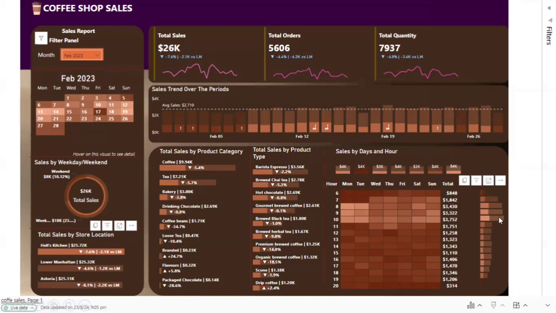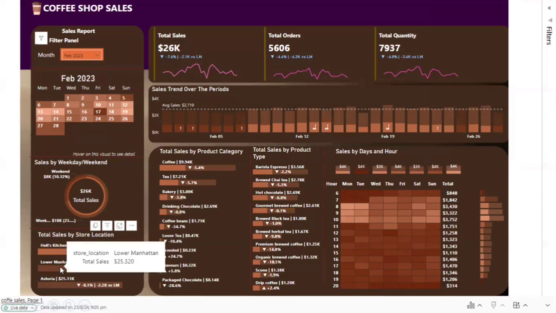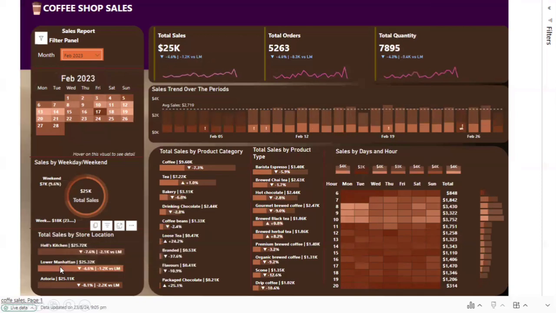As usual, this is a good amount of sale in these golden hours. And if you go to Lower Manhattan, we can see a total sale of 25,000, but here it was 26,000. There is not much difference, only a difference of 1K. But we can see there is not much decrease in income.